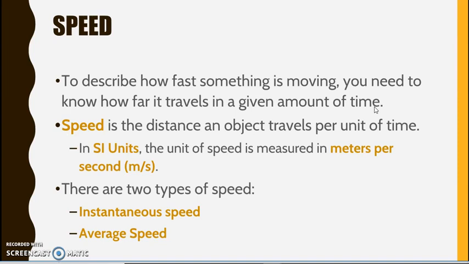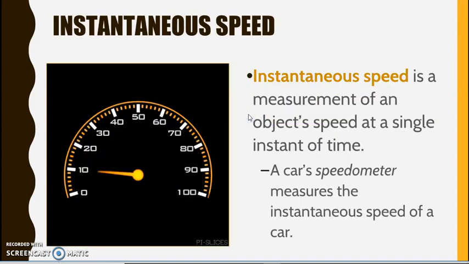And there are two types of speed. There's instantaneous speed and average speed. Instantaneous speed tells me how fast I'm going right now. When I look at my car speedometer, I might be going 45 miles per hour. That's an instantaneous speed, how fast I'm moving right that very second. If I look again a few minutes later, I might have slowed down to 30 miles per hour. So that's my next instantaneous speed. I'm going 30 miles per hour right then.